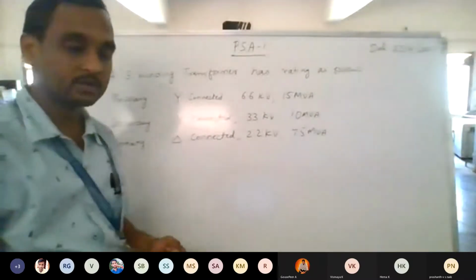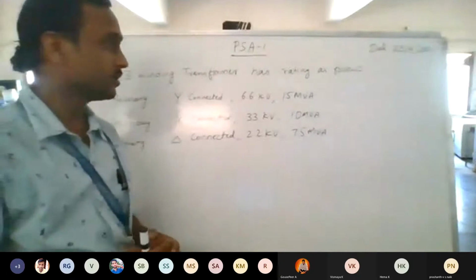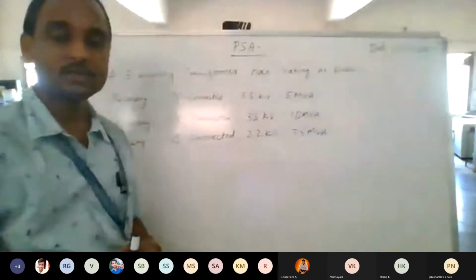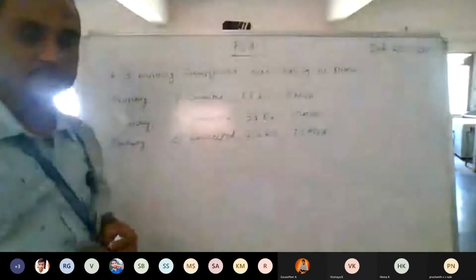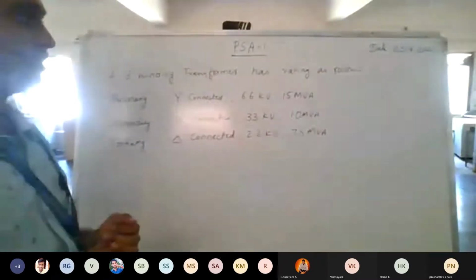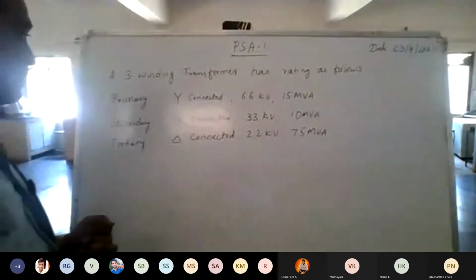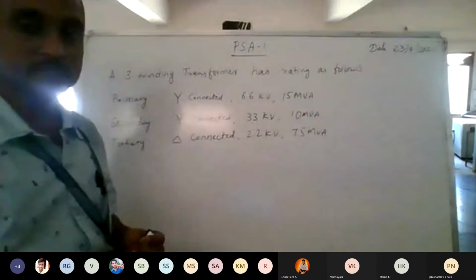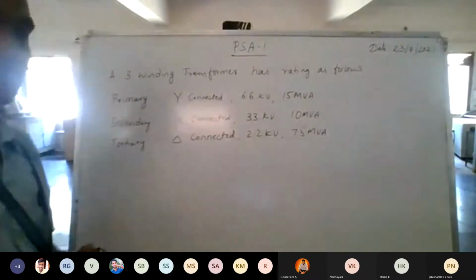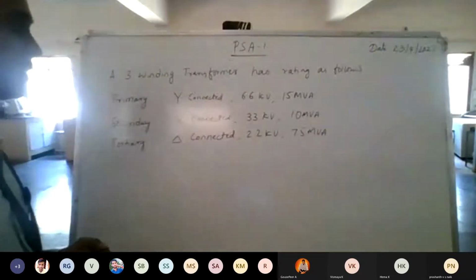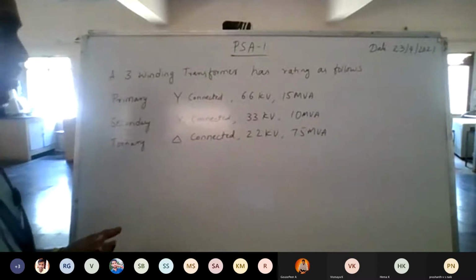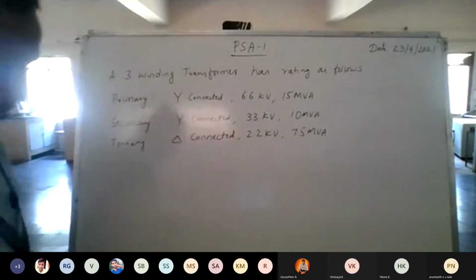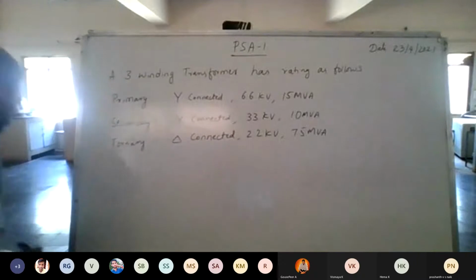Okay, good morning everyone. Today we will discuss some numerical problems on the per unit system. We take this problem. A three-winding transformer has a rating as follows. Primary is star connected, 6.6 kV, 15 MVA. Secondary is star connected, 33 kV, 10 MVA. And tertiary is delta connected, 2.2 kV, 7.5 MVA.